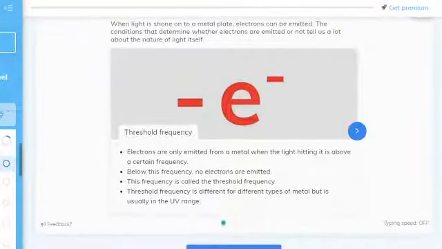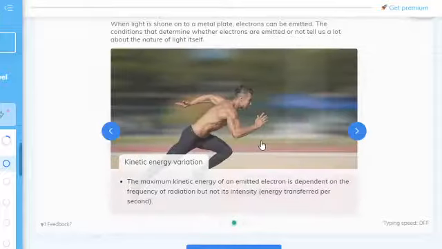Threshold frequency. Electrons are only emitted from a metal when the light hitting it is above a certain frequency. Below this, no electrons are emitted. This frequency is called the threshold frequency. This is different for every metal. So basically, for electrons to be emitted, it has to be above the threshold frequency.